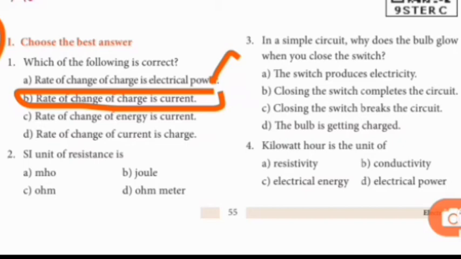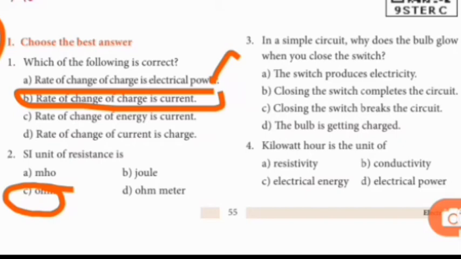Second, SI unit of resistance is: meter, ohm, joule, ohm meter. Answer is C, ohm.